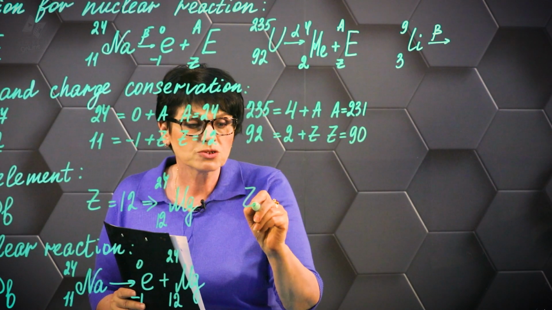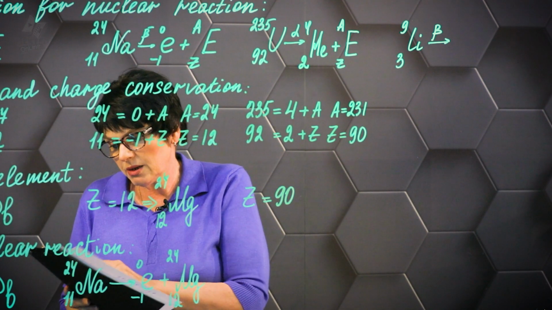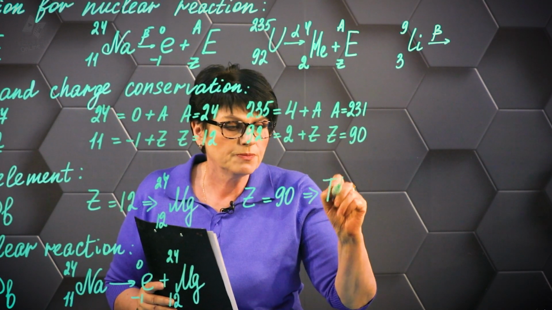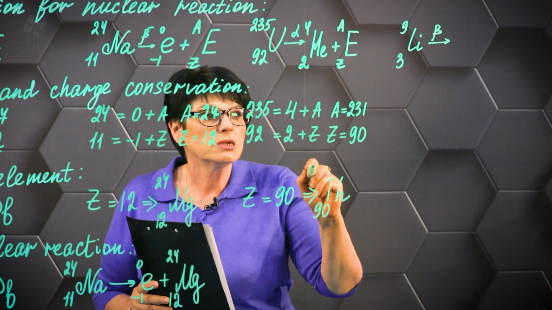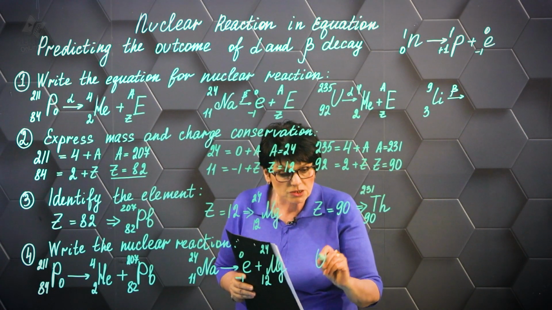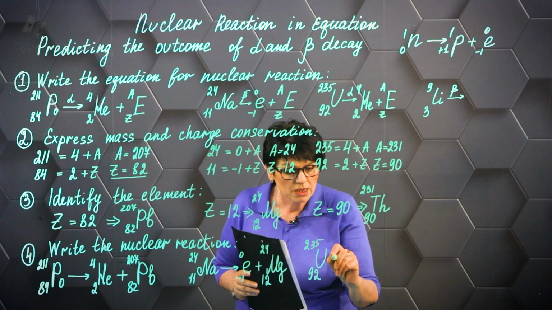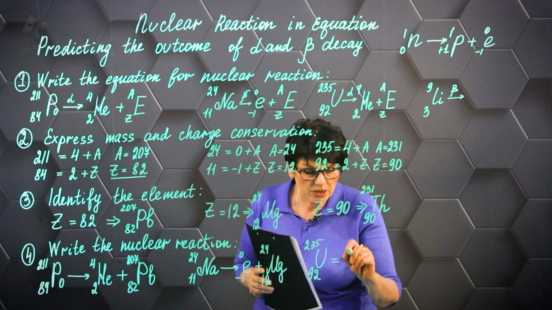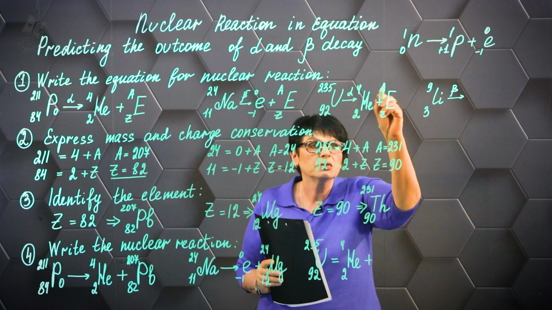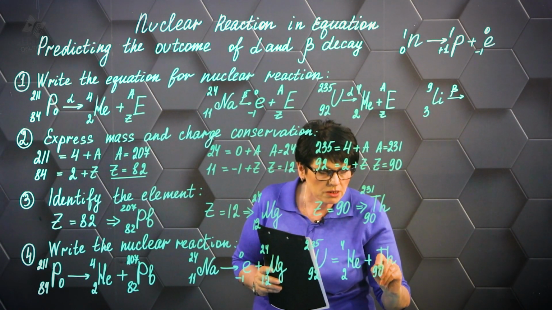So now we have to identify the element. Since Z is equal to 90, the element with this number is thorium, which will have 90 with 231 on top. Well, let's write down the equation of the reaction. Uranium, 92, 235. So it's splitting off the alpha particle, helium 2, 4, and the unknown element we've identified is thorium, 90 and 231.